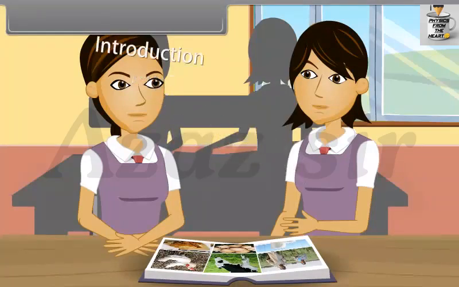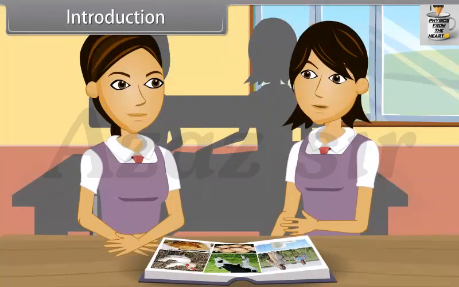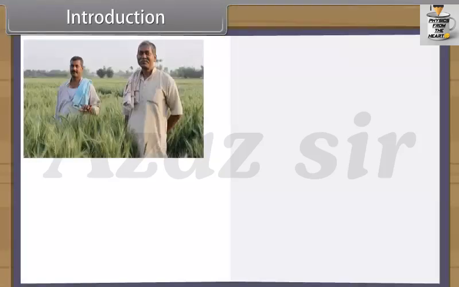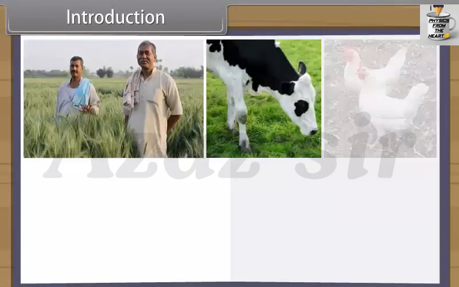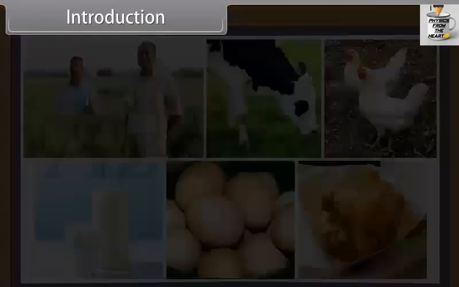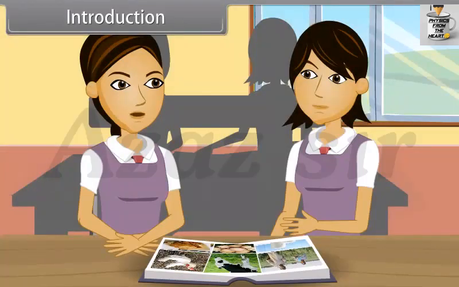Introduction. As the human population of our country is increasing, in addition to an increase in crop production, we also need to increase animal production to meet the demand for milk, eggs and meat. Therefore, it is necessary to increase our production efficiency for livestock. Objectives.